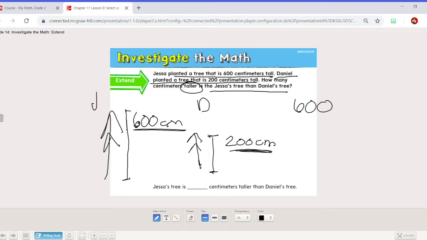600 minus 200 should give us the difference. All my zeros should be 0. 6 minus 2 is 4. 400. Jessa's tree is 400 centimeters taller than Daniel's tree.